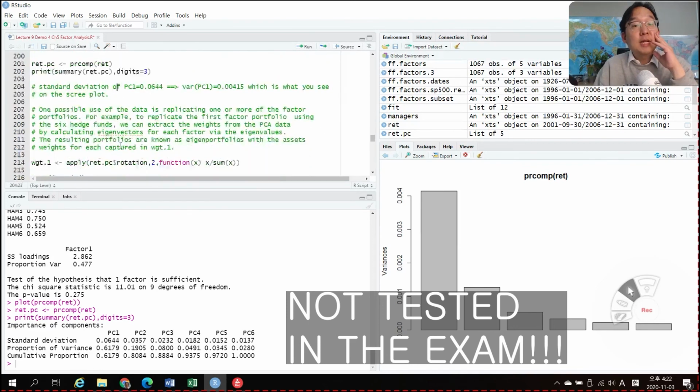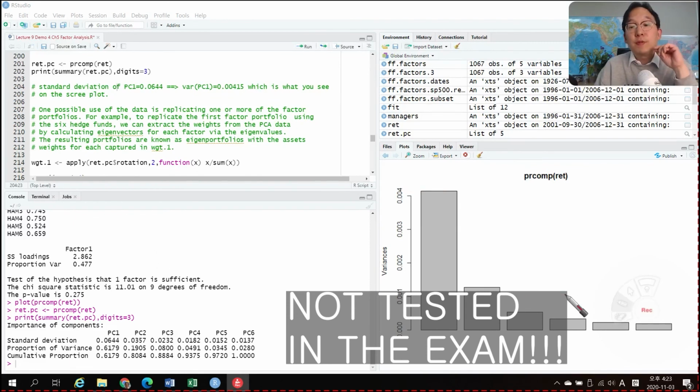And then the standard deviation of PC1 is 0.0644. That tells me that the variance of PC1 should be the square of it, which is 0.00415, which is what you see on the scree plot over here. This guy. Yeah. See that?